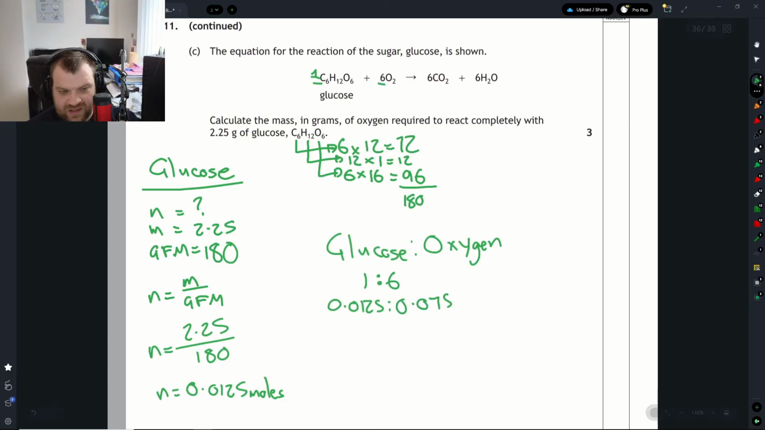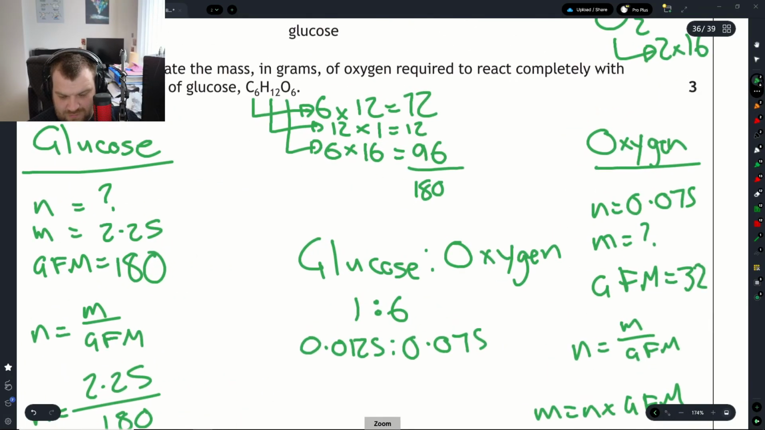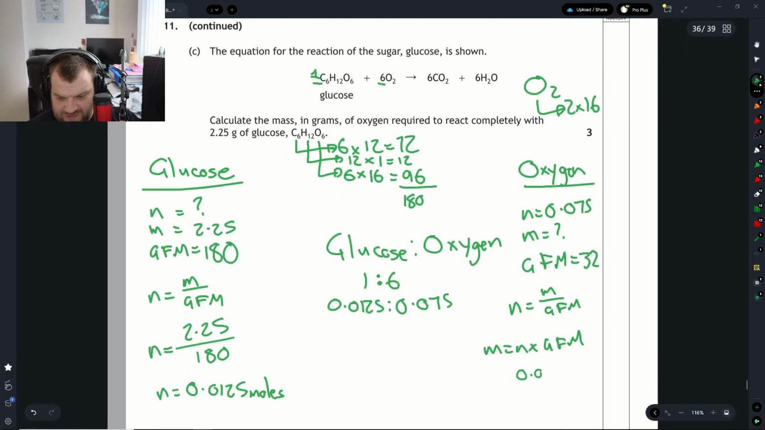moles. And then last up, we were looking for the mass of oxygen. That means we are dealing with NMGFM again. Told the moles. M equals what we want to know. GFM. Diatomic. So it's 2 times 16. If you got that wrong, it's going to mess up your answer. That's 32. So if N equals M over GFM, then M equals N times GFM. Means we've got 0.075 times 32.